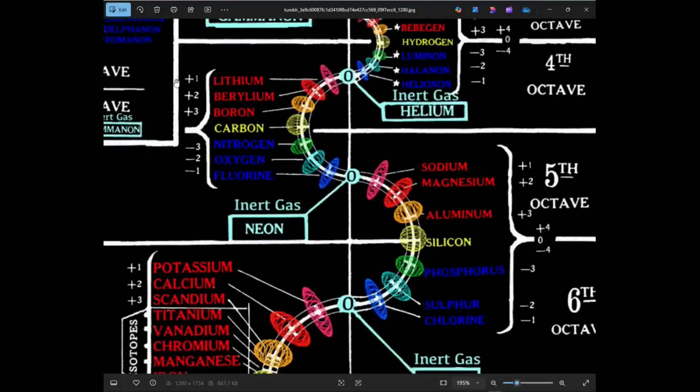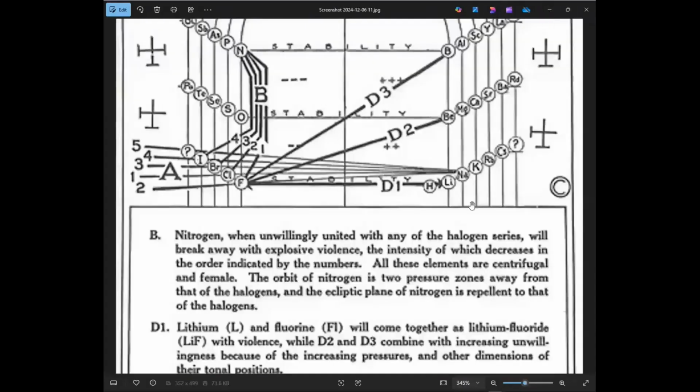Lithium is in the +1 potential position, or +1 pressure zone. It's on the positive side, and it's in octave 4. Okay? So we're going to be comparing it to some other elements. Let's see, what are we going to compare it to?